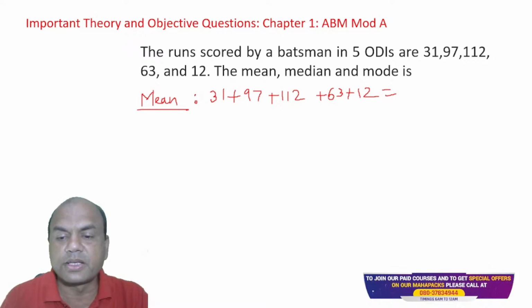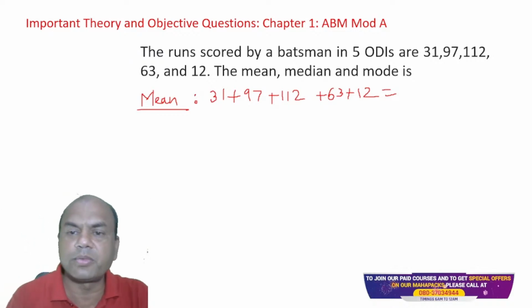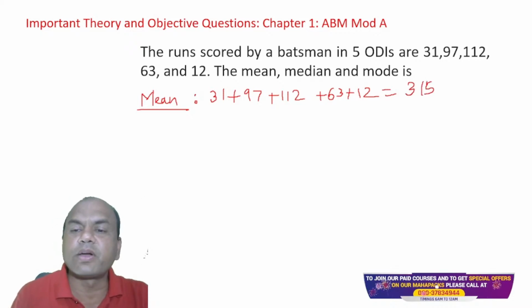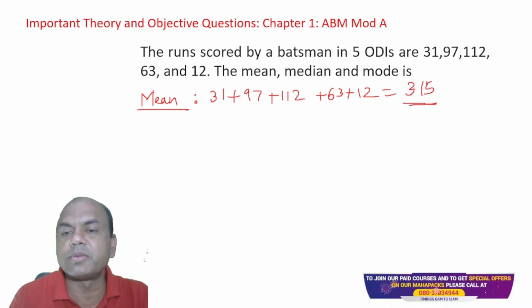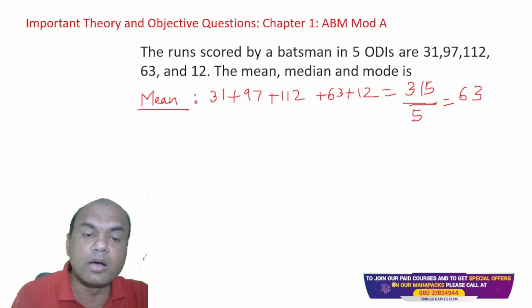31 plus 97 plus 112 plus 63 plus 12. So the answer you get is how many? Yes, comment section, everyone. 315. Correct. So mean is what? 315 divided by number of elements. How many elements are there? 5. So 315 upon 5. So it is 63. This is my mean.